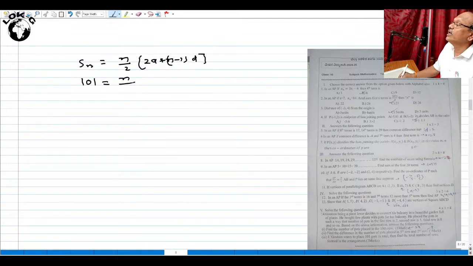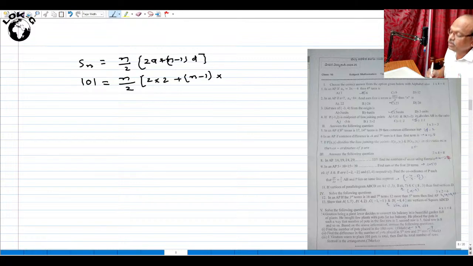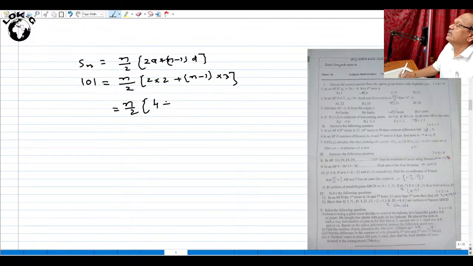n you don't know. Do you know n? No. The question is, find the total number of rows formed in the arrangement. For this, you will have 2 marks. 2 times A, what is A? A is 2, right? Plus n we don't know. We will write (n minus 1) into the common difference, which is 3. Substitute 3. Now simplify. You get n by 2 into (2 twos are 4 plus 3n minus 3).